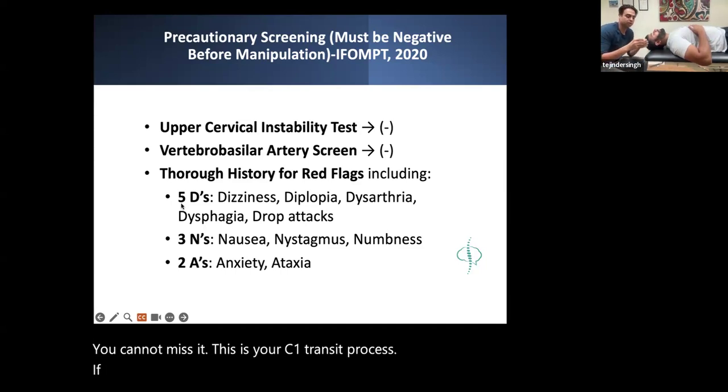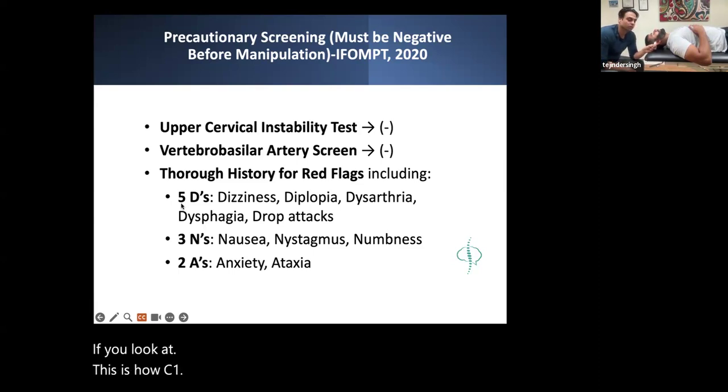If you look at this, this is how C1 sits, right? Now, if it is side bent, this is side bending, right? This side transverse process should be inferior, right?